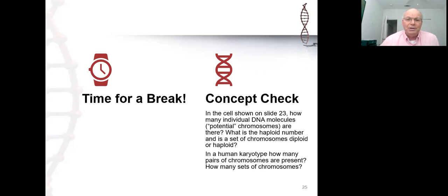How many sets of chromosomes in a karyotype? Well, remember again, we're looking at a cell that is diploid. That's the only way we can see the homologous pairs of chromosomes. And so there would be 2 sets of chromosomes and the cells would be diploid by definition. Okay, let's go on and talk about how meiosis actually takes place.